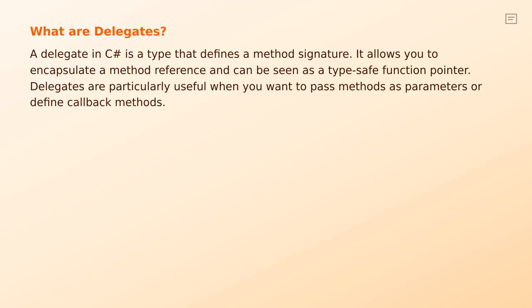Now we're on what are delegates. A delegate in C# is a type that defines a method signature. It allows you to encapsulate a method reference and can be seen as a type-safe function pointer. Delegates are particularly useful when you want to pass methods as parameters or define callback methods.